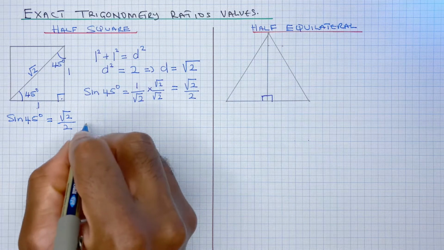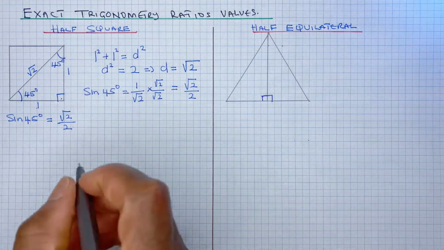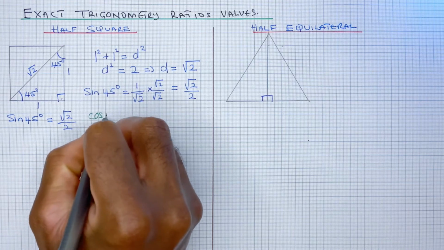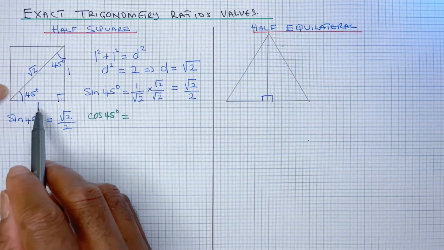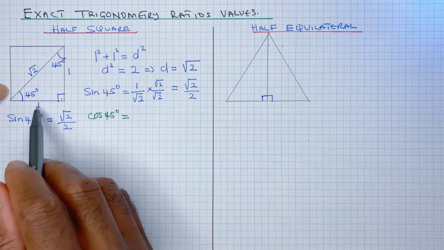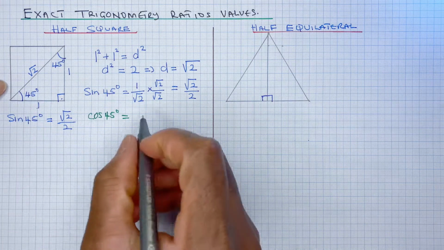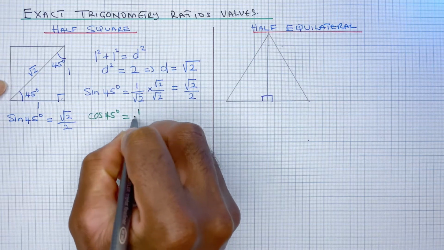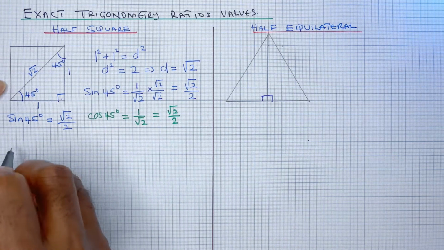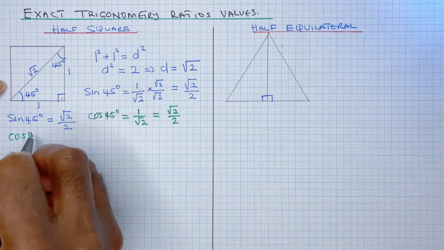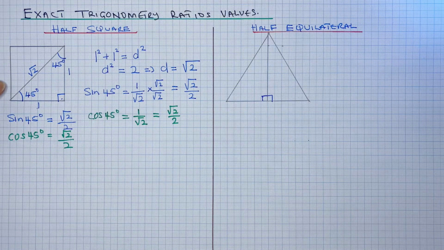What about cos 45? Well, let's do it with another pen color. So cos 45 is going to be, well, cos 45 is adjacent over hypotenuse. CAH: C for cos, A for adjacent, and H for hypotenuse. And that will be 1 again over root 2, and that equals root 2 over 2. So cos 45 equals root 2 over 2. So it's basically the same as sine 45.